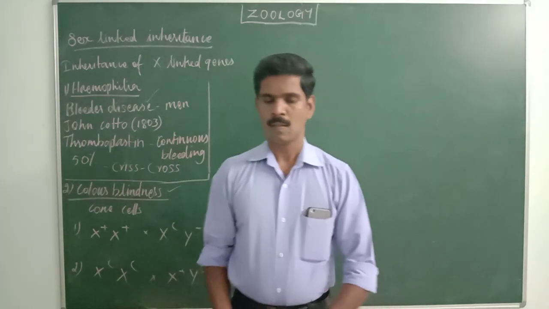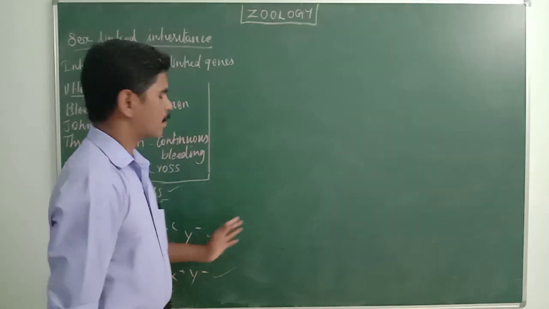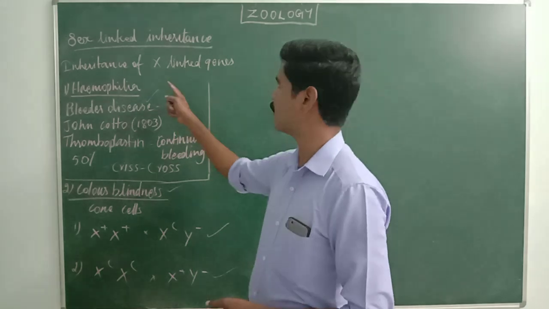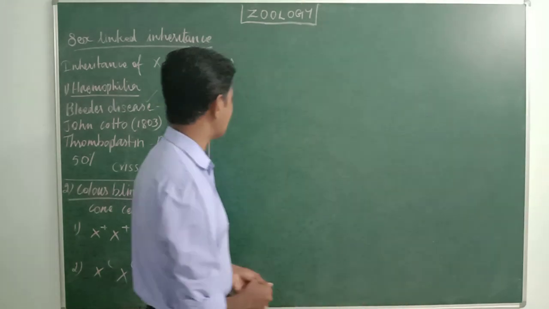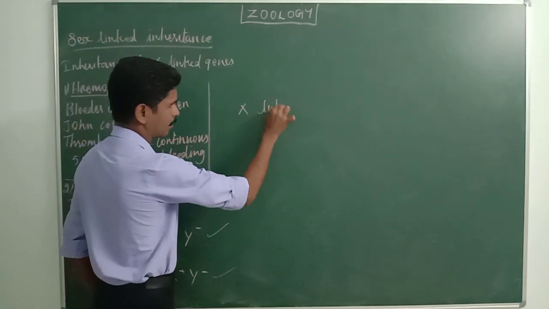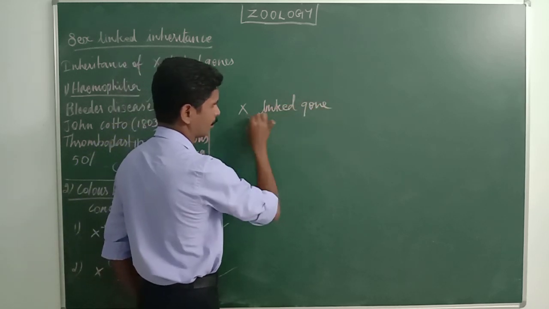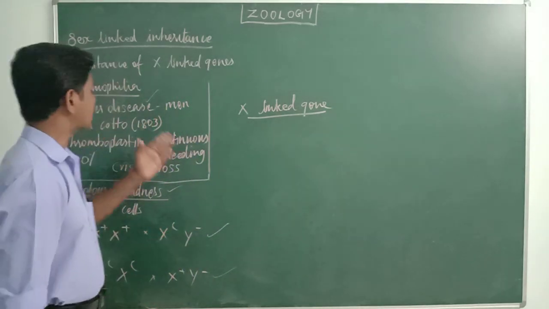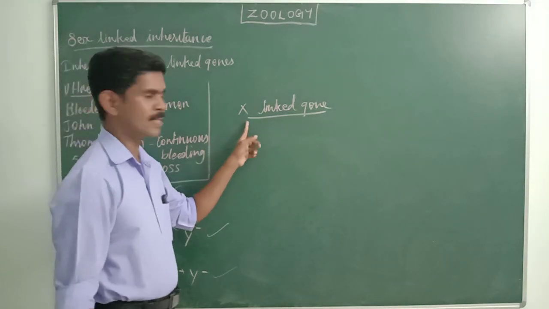Okay, dear students. Now the example for Y-linked inheritance. So now we completed the inheritance of X-linked genes. Now the example for Y-linked genes. Two examples we have studied for X-linked genes. Now we are going to study disorders for the Y-linked genes.